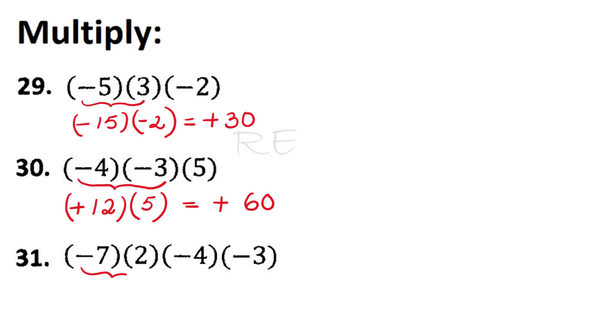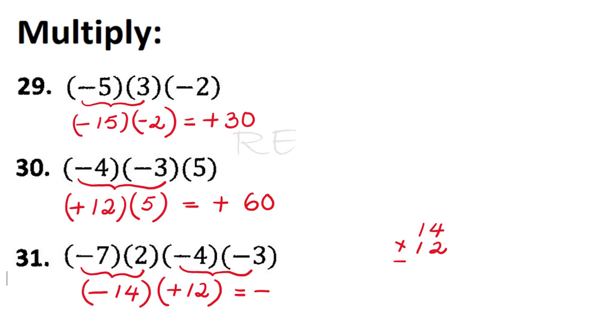A negative times a positive is negative. 2 times 7, 14. A negative times a negative is positive, and it's positive 12. And 12 times 14 will be 28 plus 140, which is 168. So the answer is negative 168.